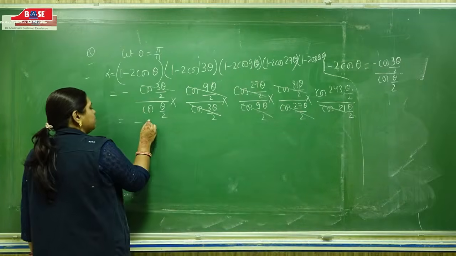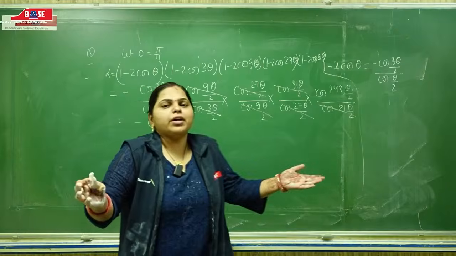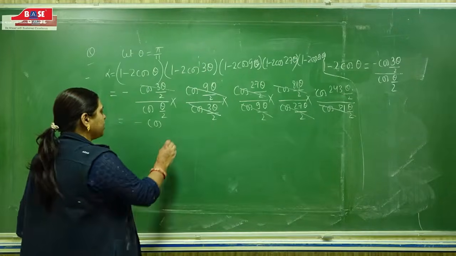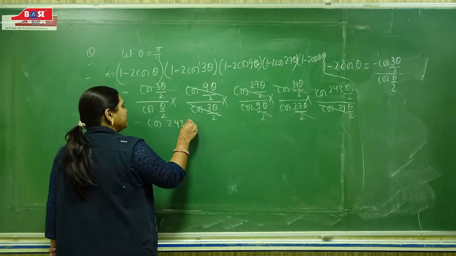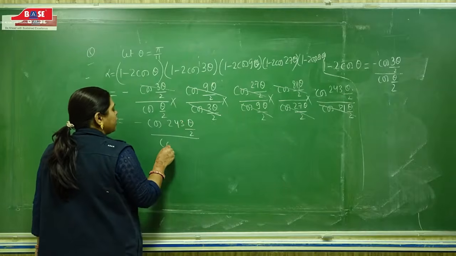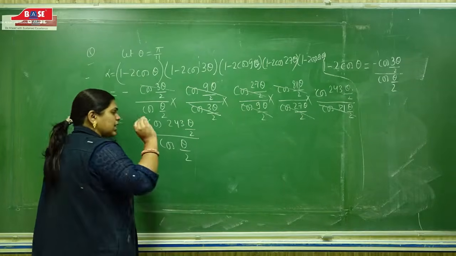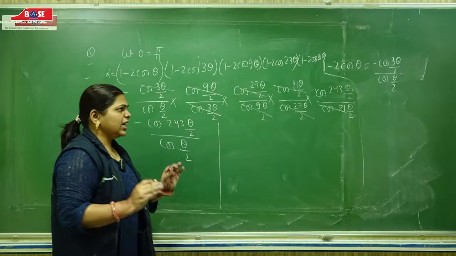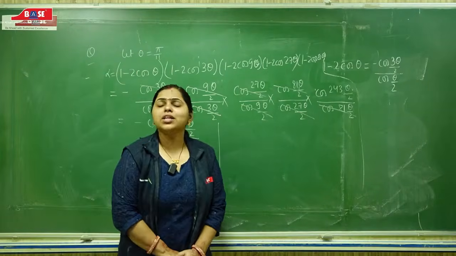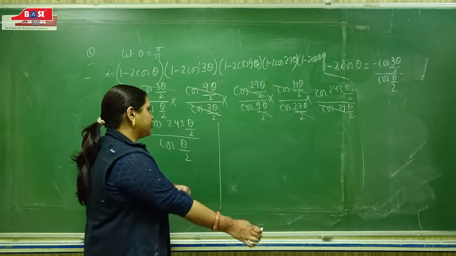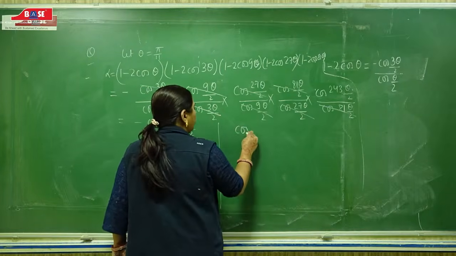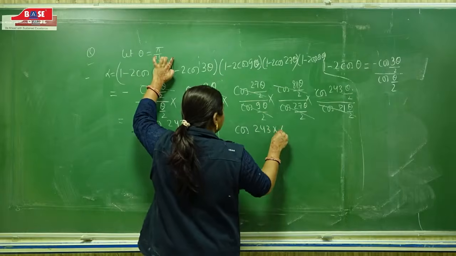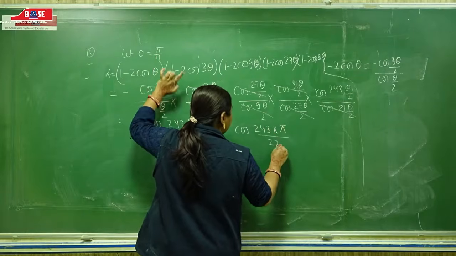Now what are the few terms? Minus cos of 243 theta by 2 divided by cos of theta by 2. Now there is the role of this theta over here. What should I do? I have to just simplify it. How should I simplify? This is cos of 243 into pi by 11, so this will become pi by 22.